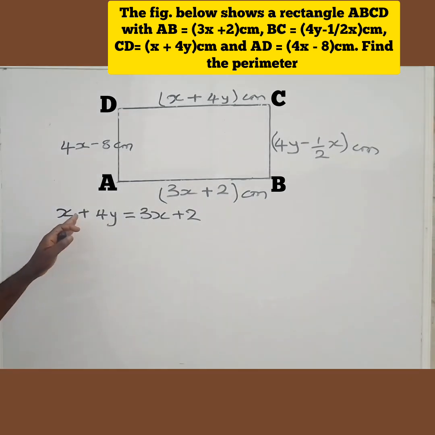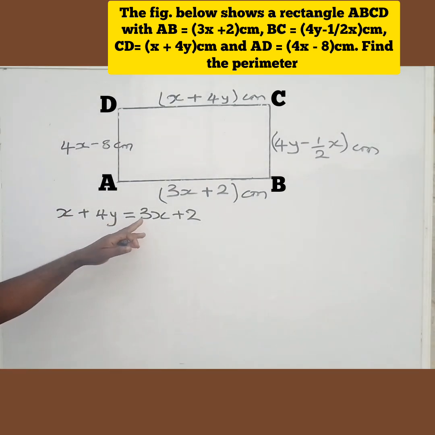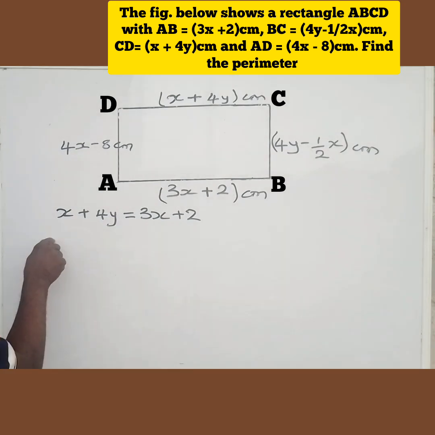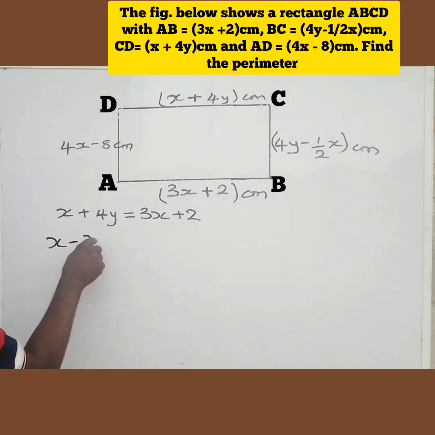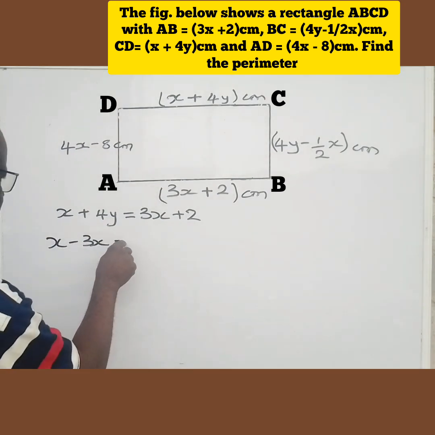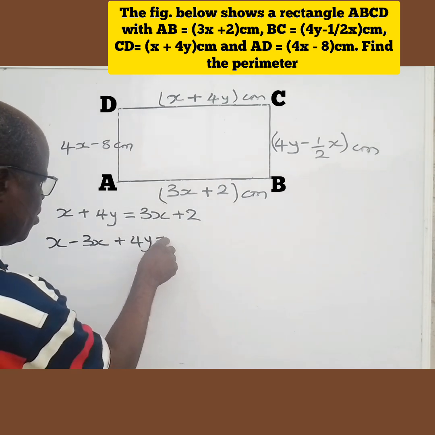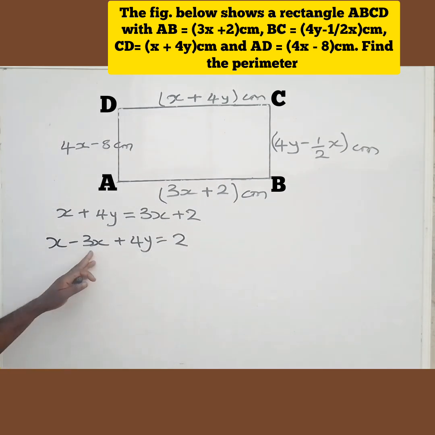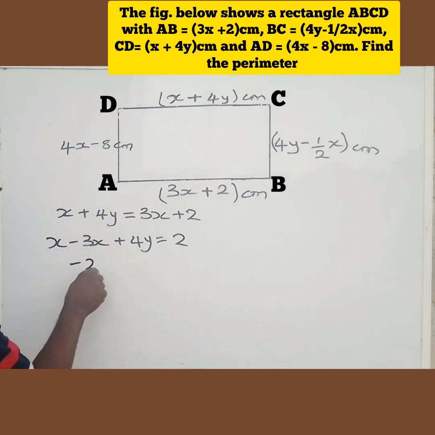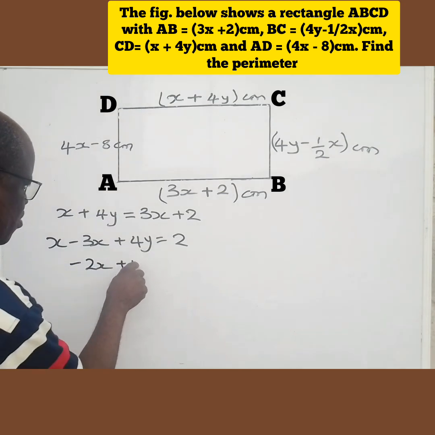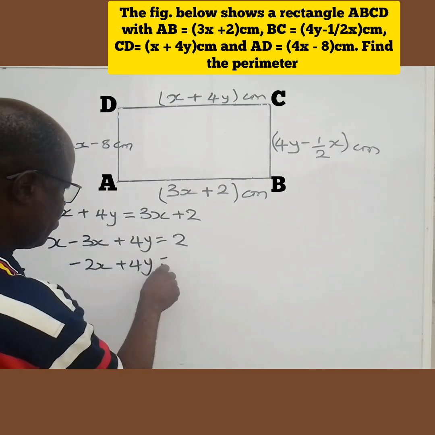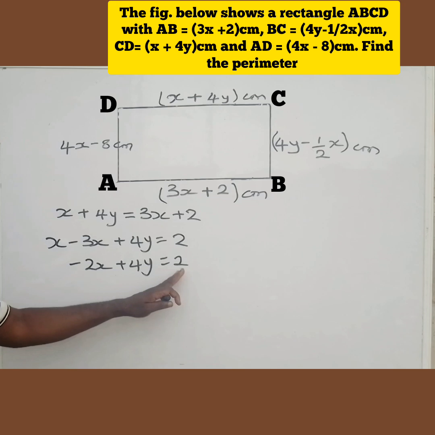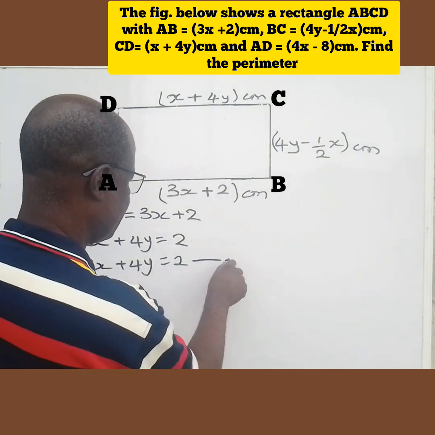So we can decide to simplify it further. Let's bring x to this side. x minus 3x is minus 2x. So I decide to call this one equation 1.